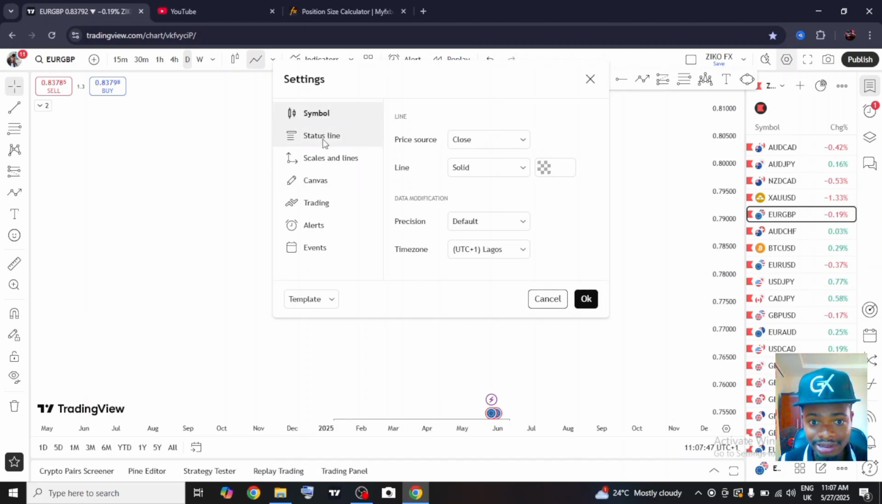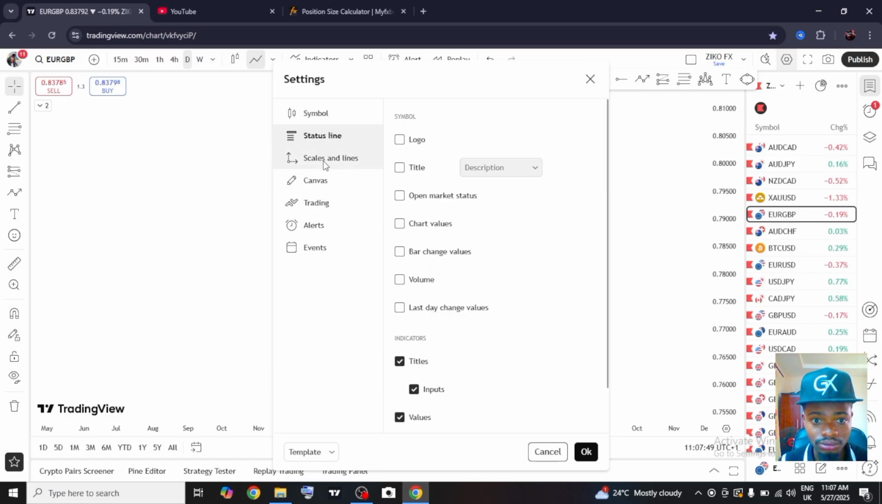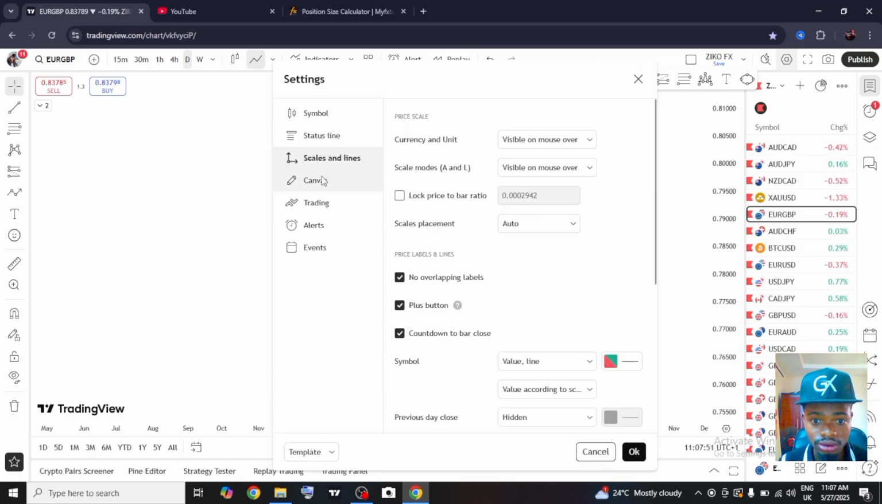Screenshot all my settings. This is how your chart should be looking.